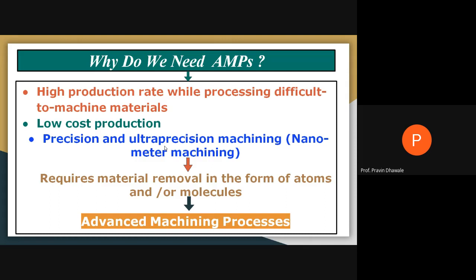When we require material removal in the form of atoms or molecules, because when the material is to be removed, instead of chips it will be in the form of atoms or molecules. Definitely, it will give close tolerances of the dimensions and very high surface finish in terms of nanomicrons. It will be achieved only and only by using advanced machining processes.